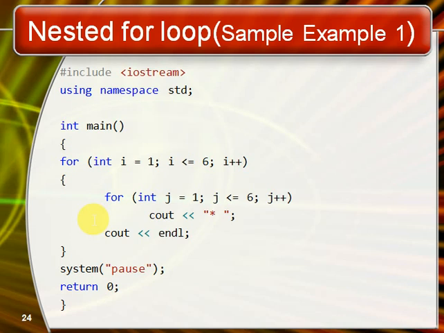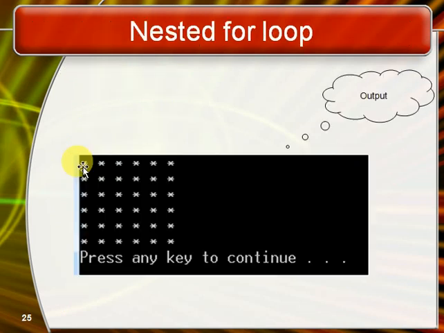After completing the iteration, it's used to transfer the control to a new line, and then control will transfer back to the outer for loop. The output of this program is a sample pattern that is shown here. It's a pattern of 6 by 6 containing the character asterisk.